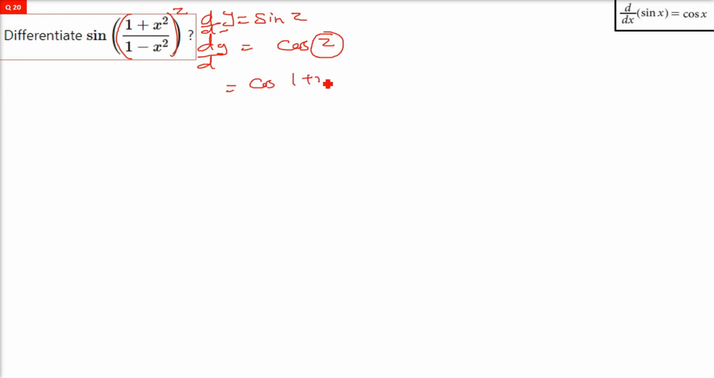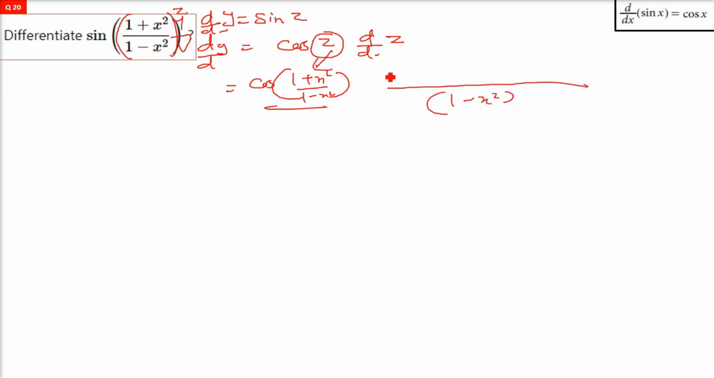So cos of 1 plus x square by 1 minus x square. Now d by dx of 1 plus x square by 1 minus x square also has to be done. So d by dx of 1 plus x square by 1 minus x square, we will apply the quotient rule as we have applied in the previous questions. So in the denominator it will be 1 minus x square to the power square. Then 1 minus x square will come here. d by dx of 1 plus x square, that is 2x, minus 1 plus x square into d by dx of 1 minus x square, sorry. It is going to be minus 2x, so I change the sign in between.